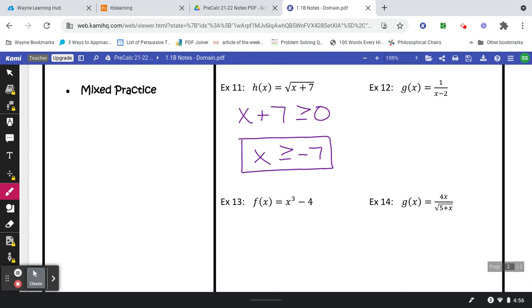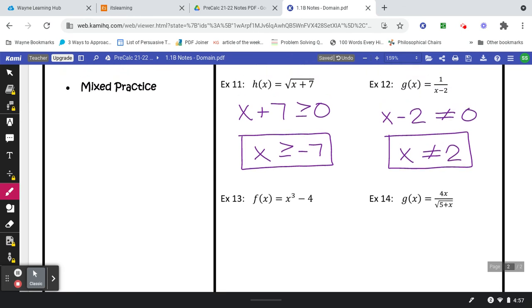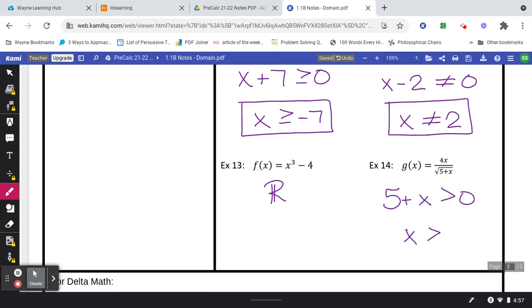First one, you should have used a greater than or equal to 0. Second one is a denominator, so you're going to use the not equal to 0. Number 13 doesn't have a square root or a denominator, so that is all real numbers, no restrictions. 14 is a combination of restriction 1 and 2, square root and denominator. So we'll use our greater than 0. And solve that. And there we go.